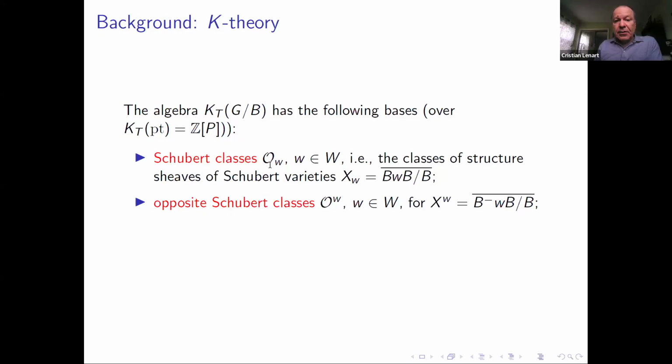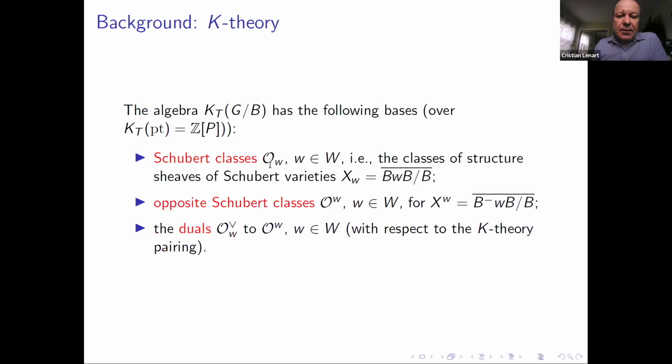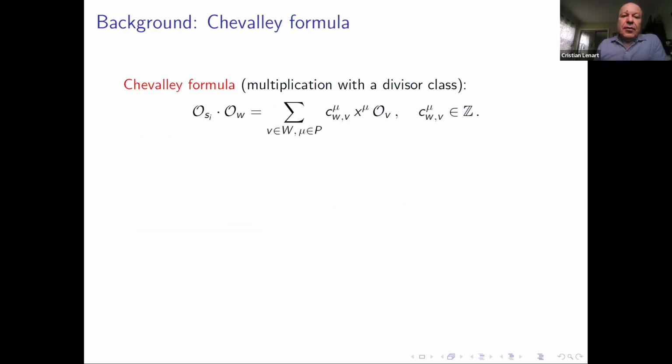Then we also have the opposite Schubert classes, O^w, for the opposite Schubert varieties. And then we also have the duals to the latter, denoted O_w check, the dual with respect to the K-theory pairing. A Chevalley formula is just a multiplication formula of an arbitrary Schubert class with a divisor class, one indexed by a simple reflection. So we expand in the basis of Schubert classes, and we get these equivariant coefficients x^mu and then some integers c_{w,v,mu}.